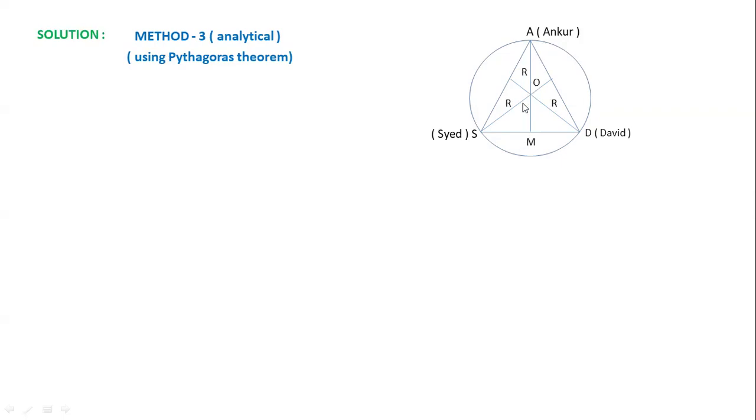This is R, this is R, this is R. All are radius. OA, OS and OD all are radius and equal to 20. Let the length of side SD be A. So this is a midpoint, therefore it should be A by 2. This also should be A by 2. So chord AS is equal to chord SD is equal to chord AD is equal to A. All are A.